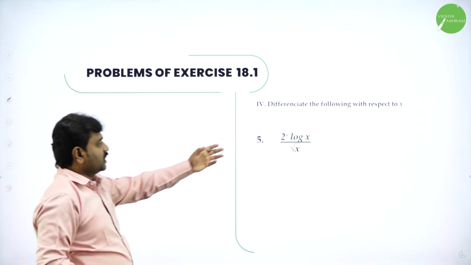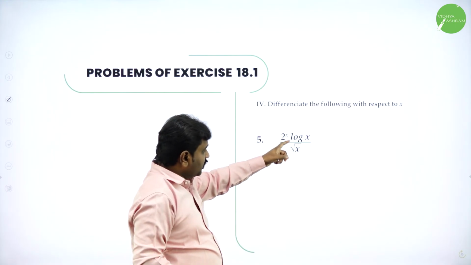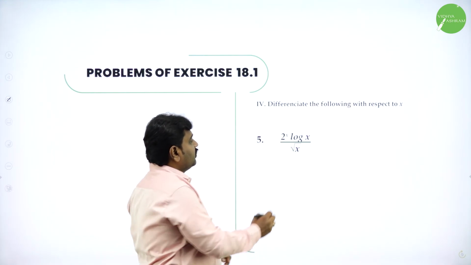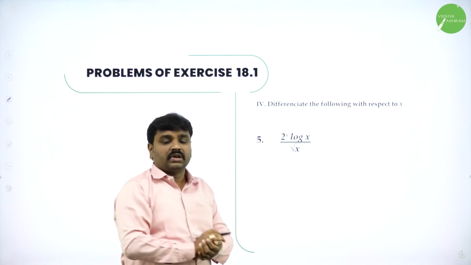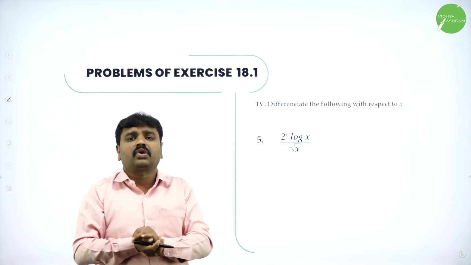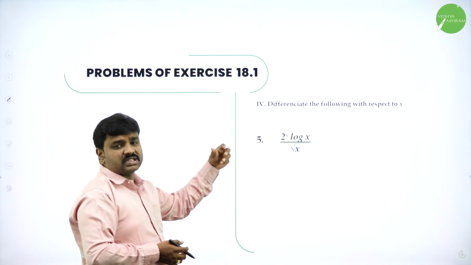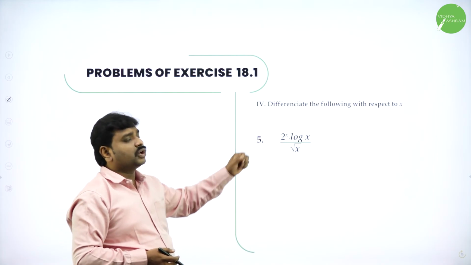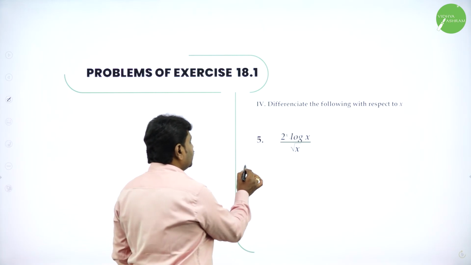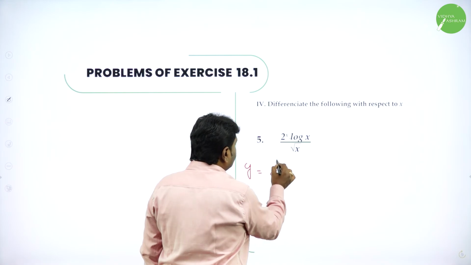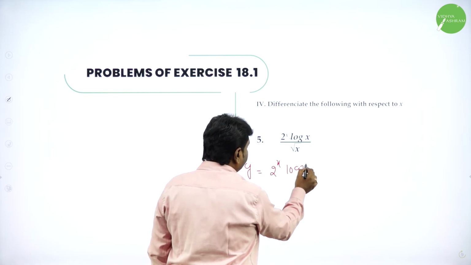Next we have the last problem. Here the denominator is also there, and in the numerator we have a product. So it includes the quotient rule as well as the product rule. So the fifth problem includes both the rules. We'll start differentiating. y is equal to 2 power x log x by root x.